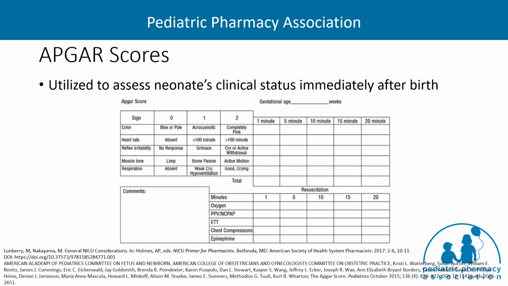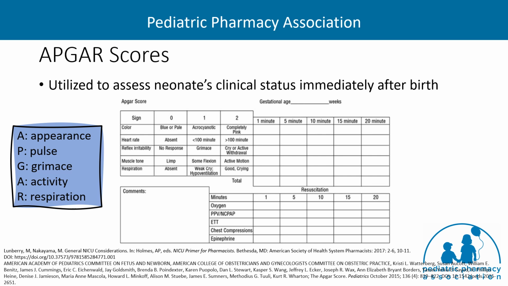The final section of terminology that I'll go over today is the APGAR score. This was developed by Dr. Virginia Apgar in the 1950s and is used to assess a neonate's clinical status immediately after birth. Although it is assessing clinical status, it's important to note that it is not predictive of mortality or neurologic outcomes. The APGAR score evaluates 5 signs: appearance, pulse, grimace, activity, and respiration.